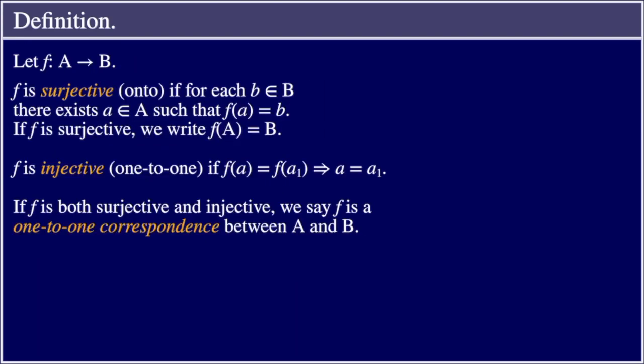Definition: let f be a map from A to B. f is surjective, or onto, if for each b a member of B, there exists an a a member of A such that f(a) is equal to b. If f is surjective, we write f(A) equals B. f is injective, or 1-to-1, if f(a) equal f(a1) implies that a is equal to a1. If f is both surjective and injective, we say that f is a 1-to-1 correspondence between A and B.